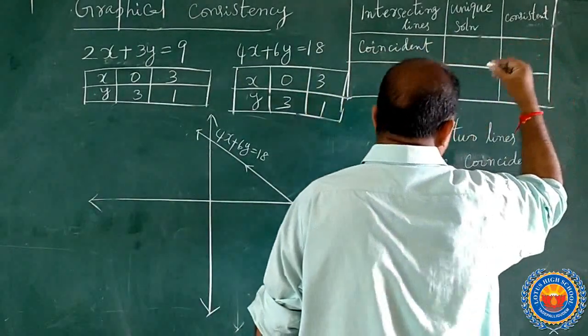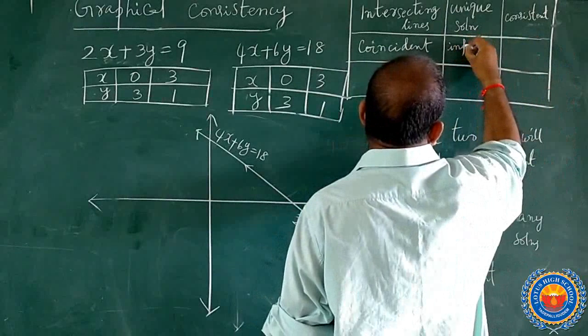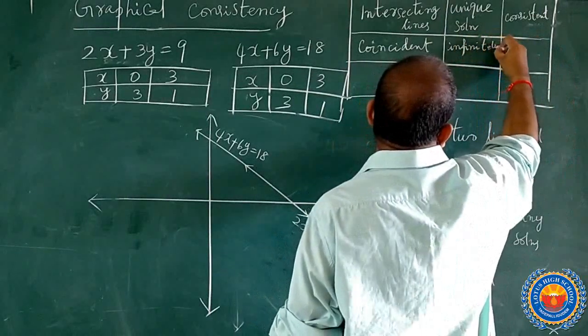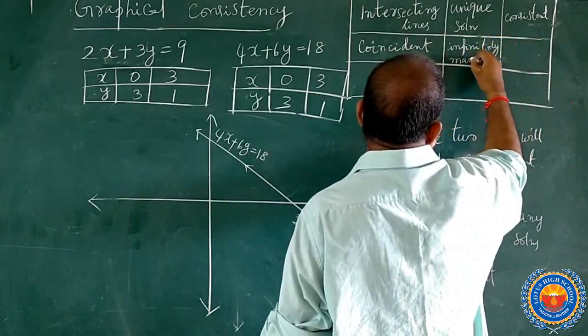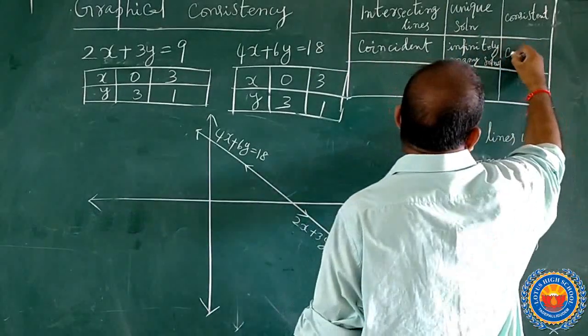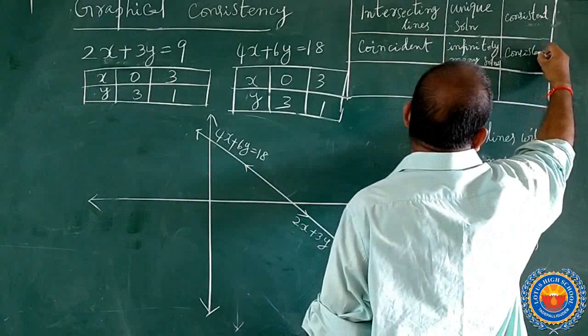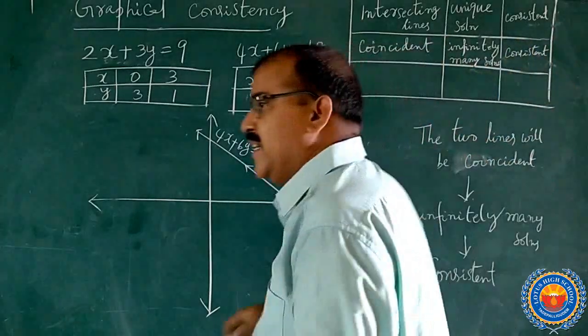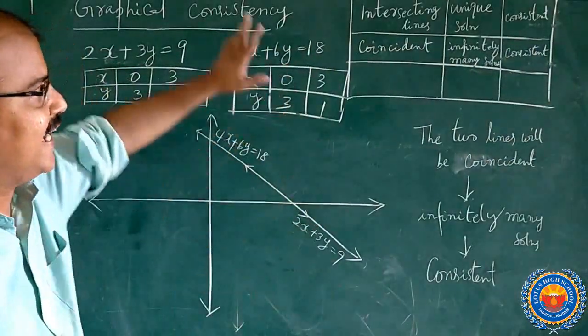Coincident means infinitely many solutions. Next, if it is infinitely many solutions, the condition is consistent. This is today's second important point.